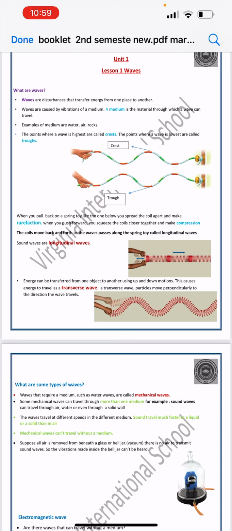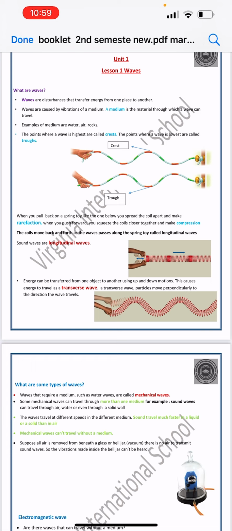This is the shape of the wave. We have a high point in the wave and a low point in the wave. The high point is called crest and the low point is called trough. So you have to know which one is the crest and which one is the trough.